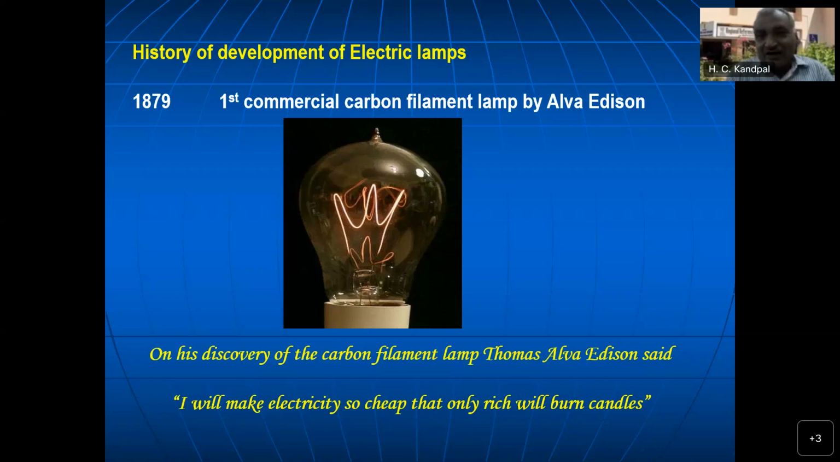Then again, they will come back to the initial, slightly developed stage, like the Stone Age, when they will burn candles. And we generally hear of a candlelight dinner and so on and so forth. This is what Thomas Alva Edison said when he discovered the carbon filament lamp, so this is additional information I am giving you.